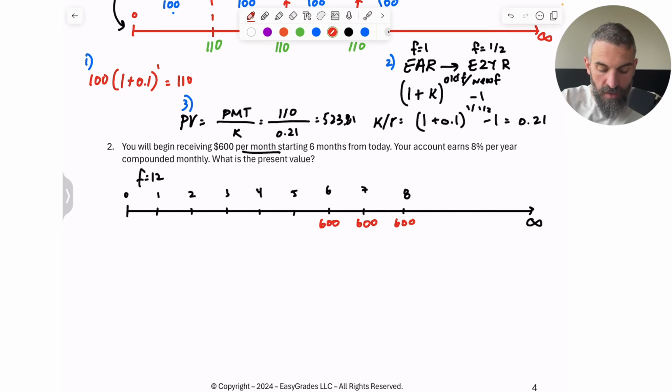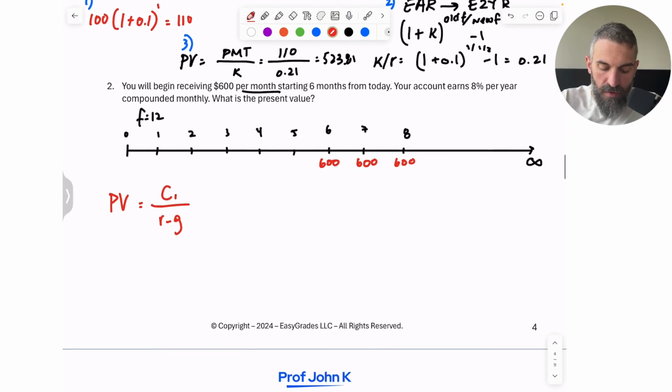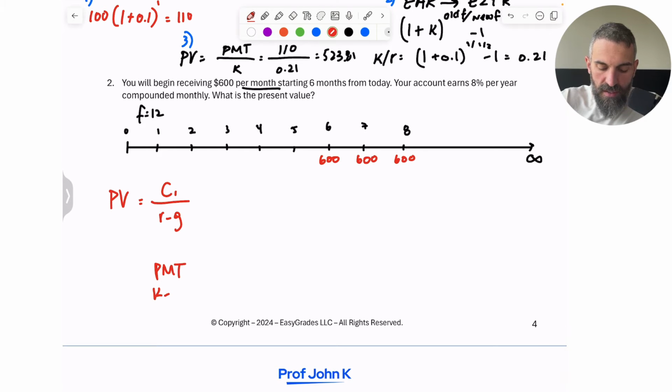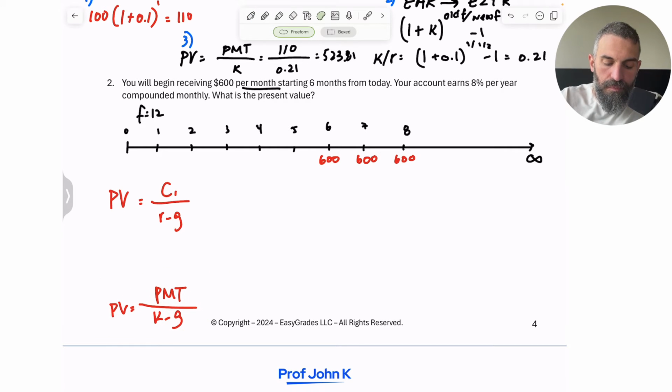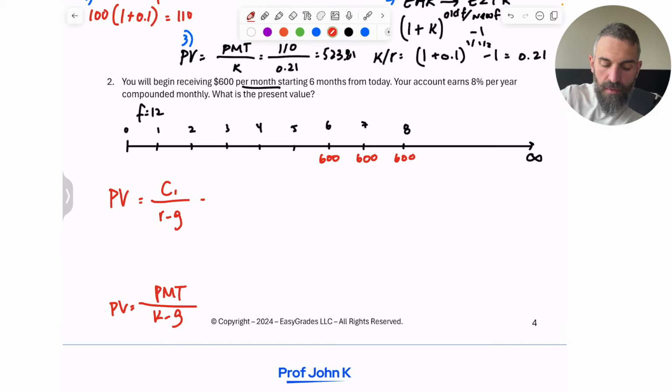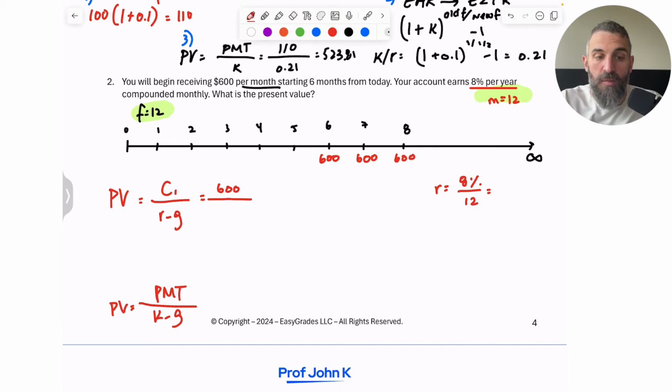We have a perpetuity, which means our present value is the payment or the cash flow over the rate minus the growth rate. Again, or you can use PMT over K minus G. I'm just alternating a bit for you guys to see that these two are really the same thing. Okay, so the first payment is 600. The rate, they said 8% per year compounded monthly. So I have monthly compounding and I have monthly payments. Great. There's that situation again where I could just take my 8% and divide it by 12 because my M and my F, my compounding frequency and my effective frequency, are the same.